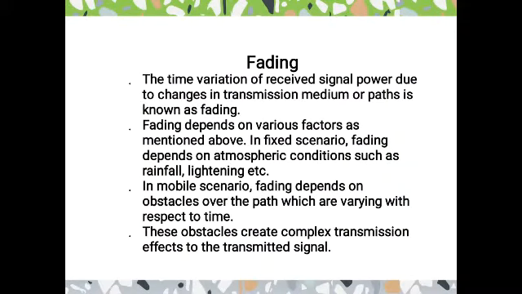Fading, the time variation of received signal power due to changes in the transmission medium or paths, is known as fading. The fading depends on various factors as mentioned above. In a fixed scenario, fading depends on the atmospheric conditions such as rainfall, lightning, etc. In a mobile scenario, fading depends on obstacles over the path which vary with respect to time.